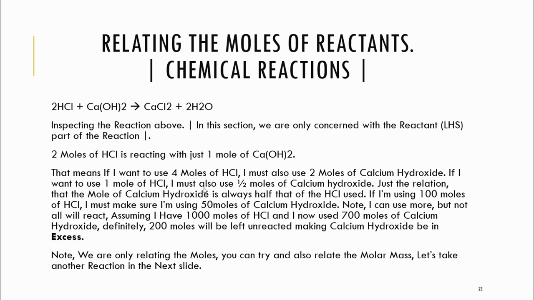But if I have 100 moles of HCl, and I'm going to need 50 moles of calcium hydroxide, and they gave me 70 moles, that means I know calcium hydroxide is in excess, by 20 moles. That's the idea behind excess reagent, but we are still going to talk about that. Just know that the ratio of HCl to calcium hydroxide is 2:1. In some reactions, it can be 3:1, it can be 3:2, it can be anything. Moving on.